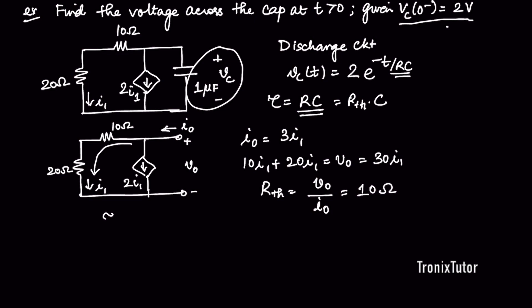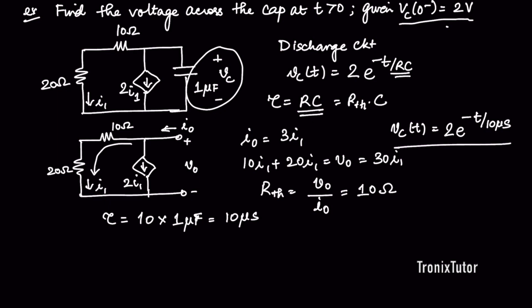So my time constant of my circuit is 10 times 1 microfarad, or 10 microseconds, right? And so therefore I can write my Vc of t hence as 2 e power minus t by 10 microseconds volts. So this is the voltage of the capacitor.